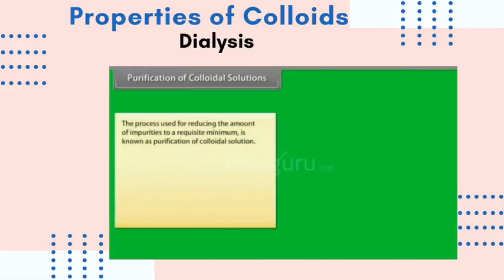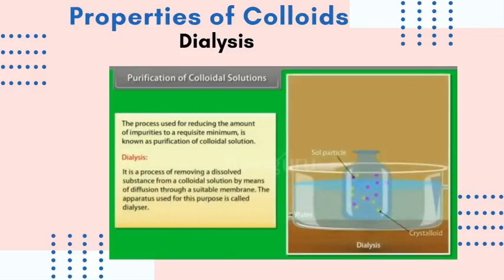The next property is dialysis. The process used for reducing the amount of impurities to a requisite minimum is known as purification of colloidal solution. Dialysis is a process of removing a dissolved substance from a colloidal solution by means of diffusion through a suitable membrane. The apparatus used for this purpose is called dialyzer.